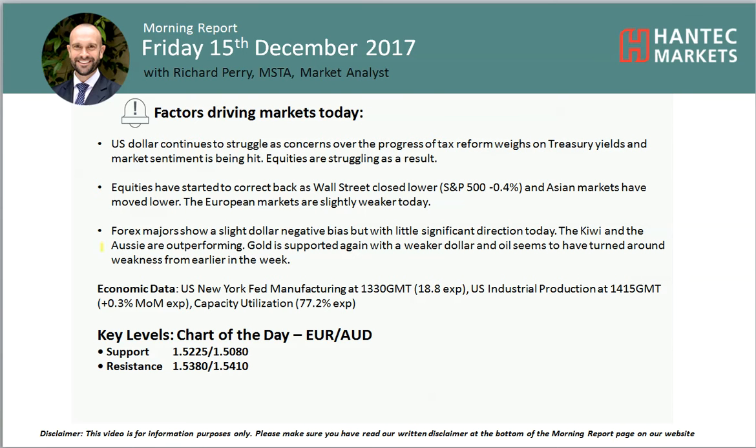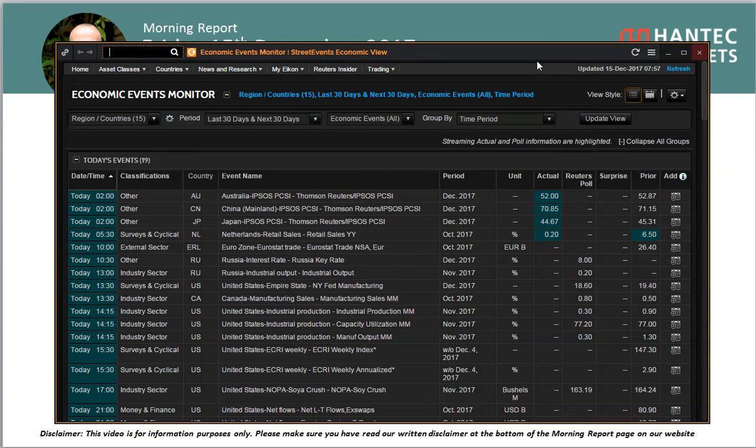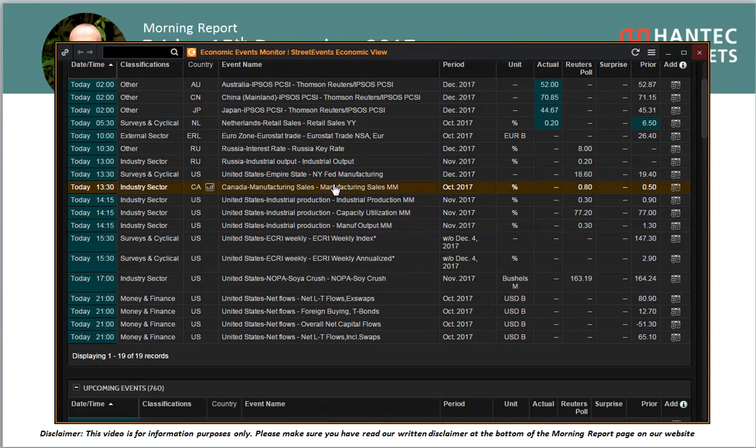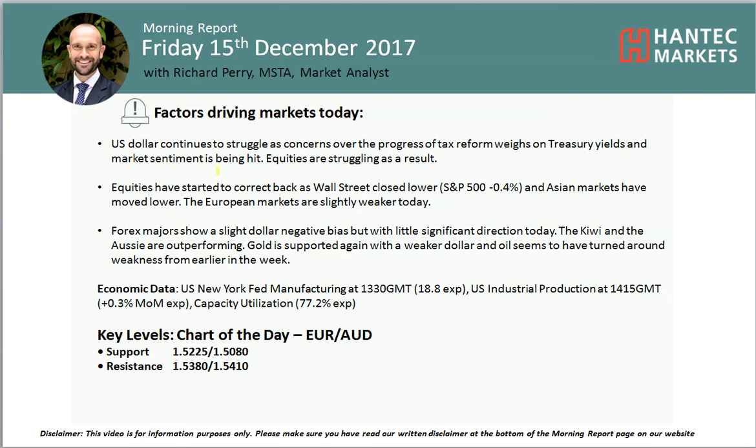So in terms of what we've got to look forward to today, we've got a little bit of US data this afternoon, nothing really this morning, and the data this afternoon is the New York Fed manufacturing and the industrial production. New York Fed manufacturing slightly lower, which would be, I think, a 5-month low at 18.6, and industrial production for the states 0.3% plus on the month, and capacity utilization continues to pick up. That would be a 2-year high at 77.2. So that's this afternoon.